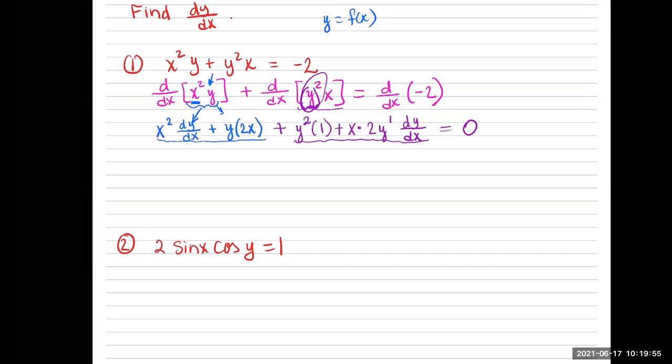But we are going to get all of the terms that have a dy dx on one side. So the x squared dy dx, I'm going to leave that on the left. I'm going to put the dy dx terms on the left-hand side. So notice this last one, I have a 2xy dy dx. And the terms that don't have a dy dx, I'm going to put on the right-hand side. So I'm going to subtract 2xy from both sides, and I'm going to subtract the y squared from both sides. So now we're just doing the algebra steps to isolate the dy dx.